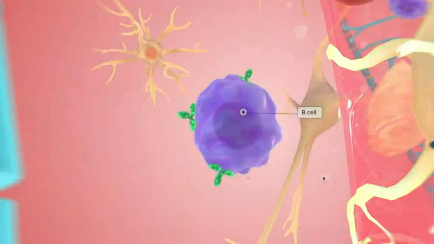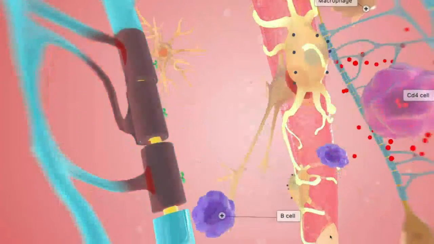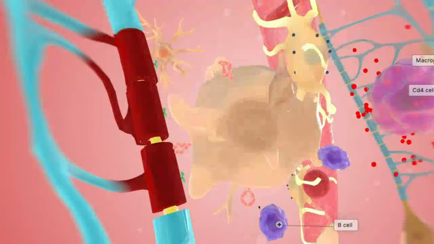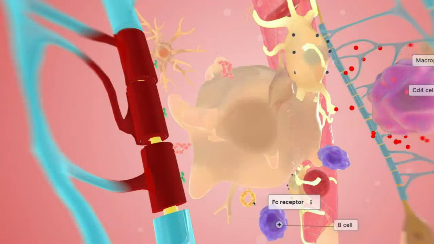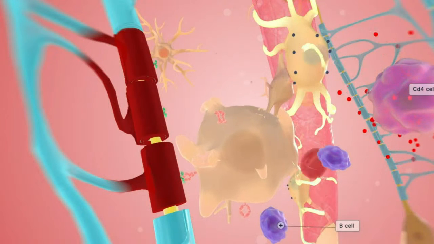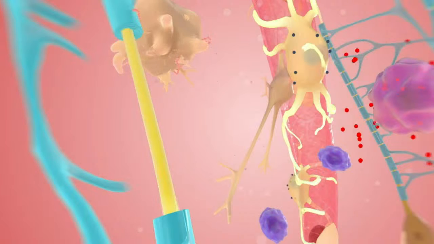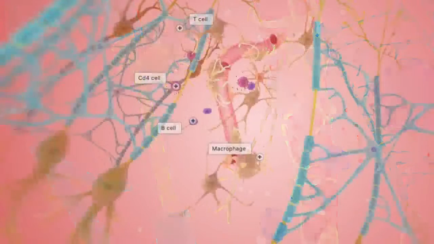B cells produce antibodies that bind to an antigen on the surface of the myelin sheath. Macrophages express an Fc receptor that allows them to bind to the antibodies coating the surface of the myelin. They strip off the myelin, exposing the bare axon underneath.